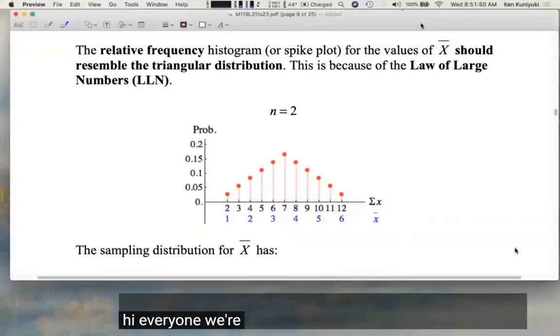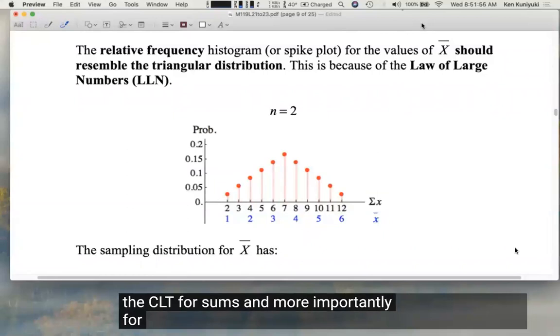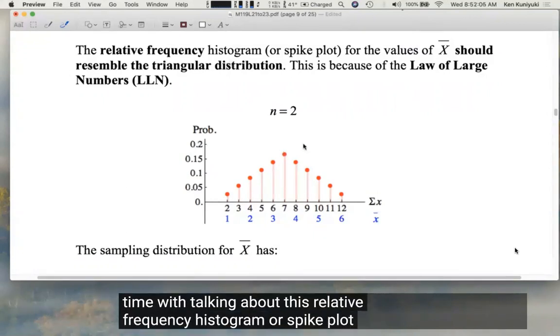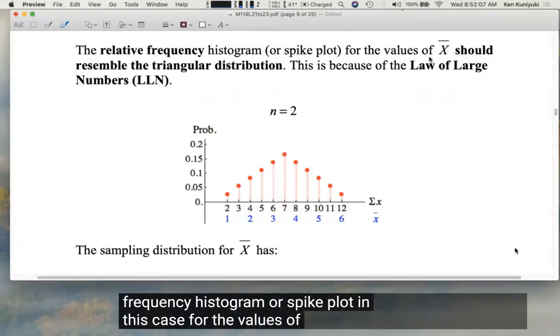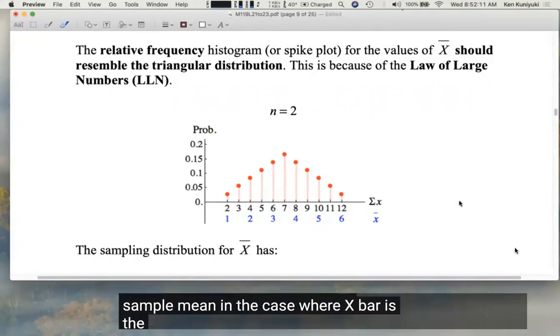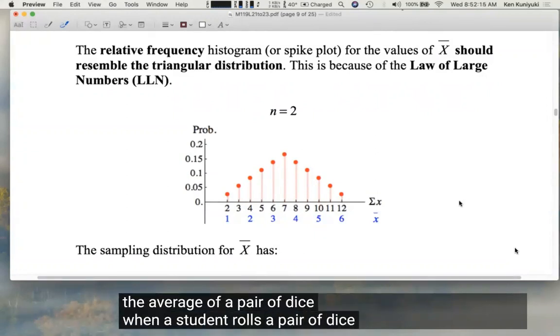Hi, everyone. We're continuing with our discussion of the central limit theorem, the CLT, for sums and, more importantly, for averages or means. We left off last time with talking about this relative frequency histogram, or spike plot in this case, for the values of x bar, a sample mean, in the case where x bar is the average of a pair of dice when a student rolls a pair of dice.